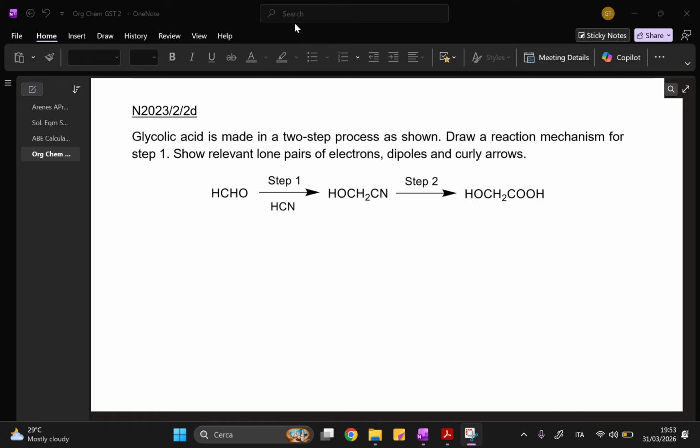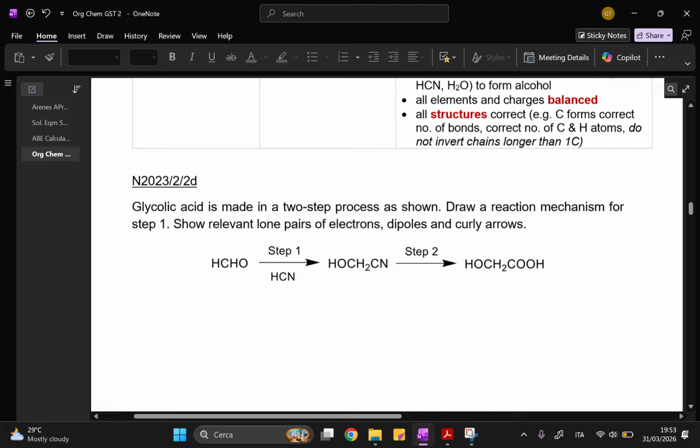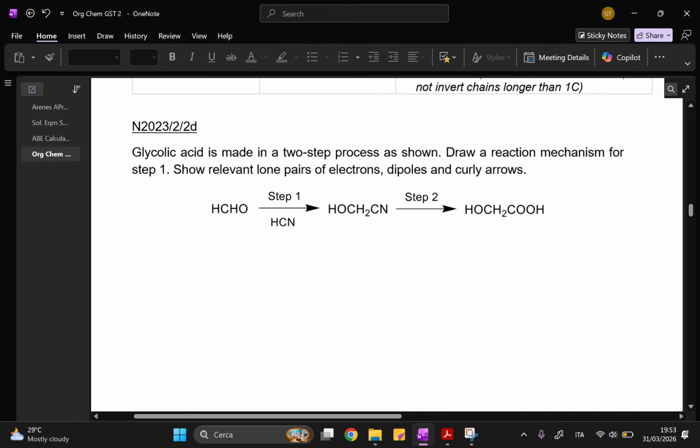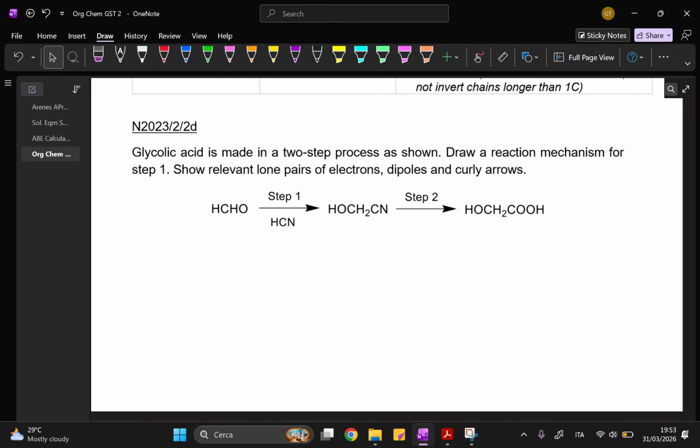Okay, so now in this video, we are going to take a look at our first question in this particular worksheet, and it asks you to draw a nucleophilic addition mechanism. So please note that you are only required to draw for step 1. Okay, so it's just this one.